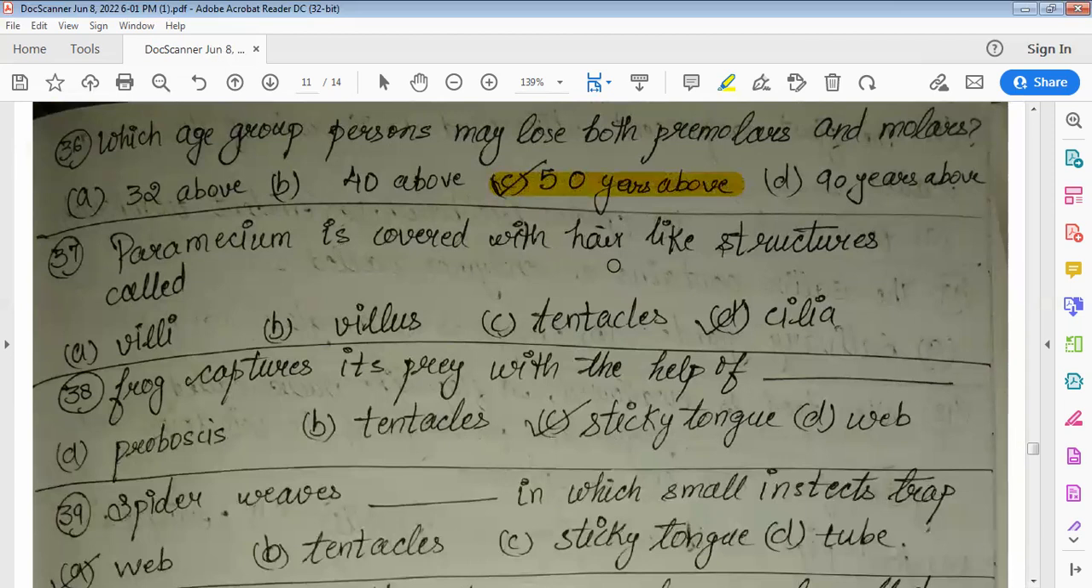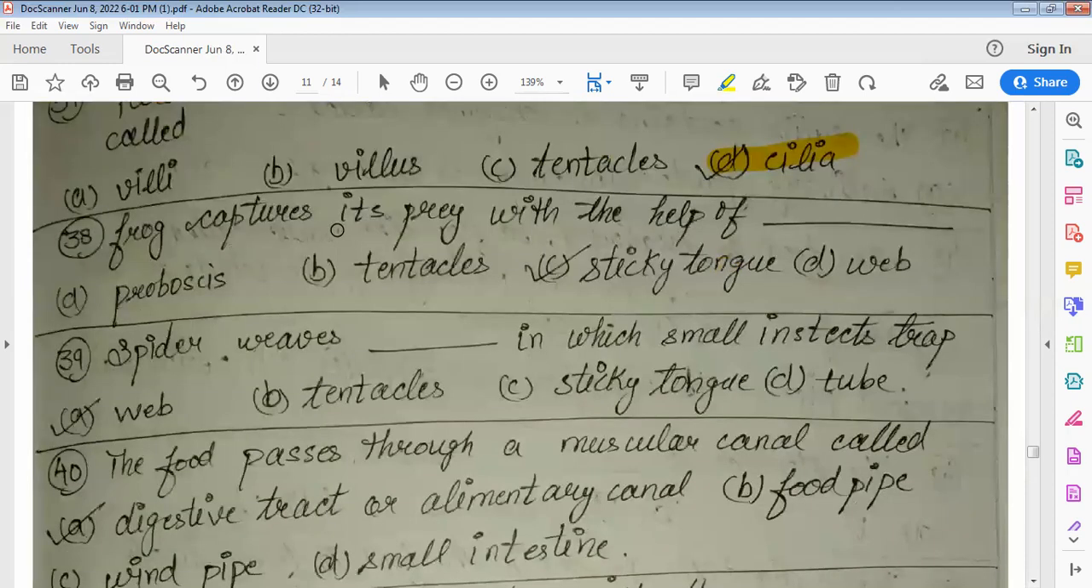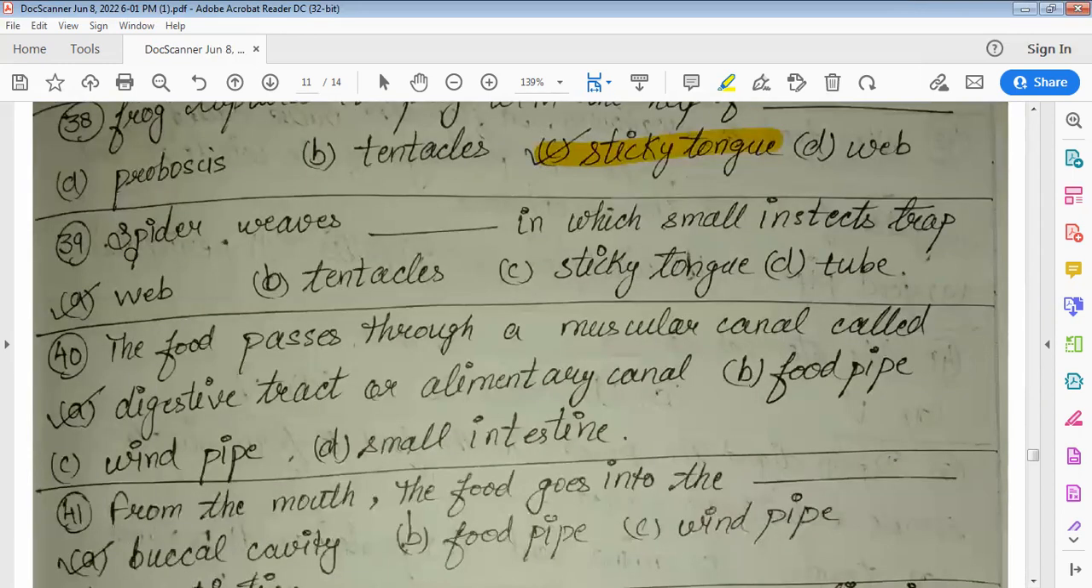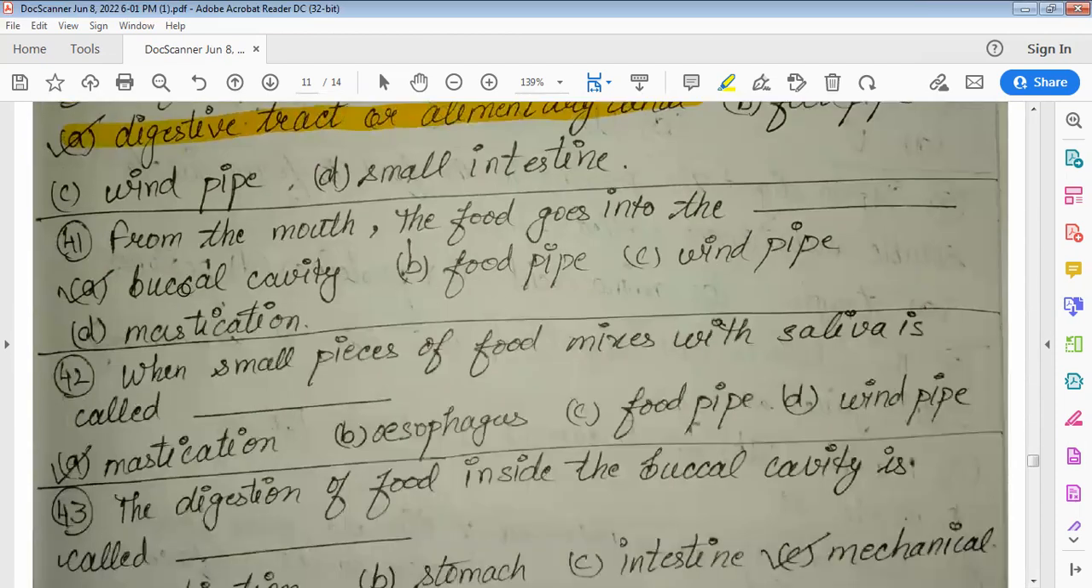Paramecium is covered with hair-like structures called cilia. A frog captures its prey with the help of a sticky tongue. A spider weaves a web in which small insects get trapped. The food passes through a muscular canal called the digestive tract or alimentary canal. From the mouth, the food goes into the buccal cavity. When small pieces of food mix with saliva, it is called mastication.